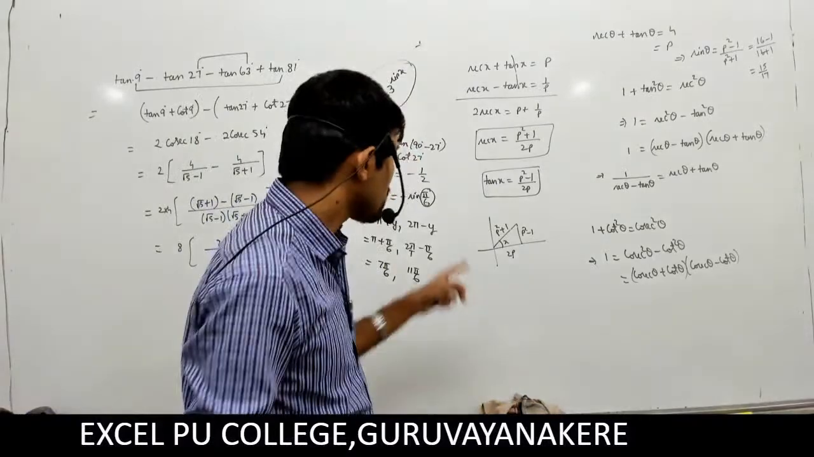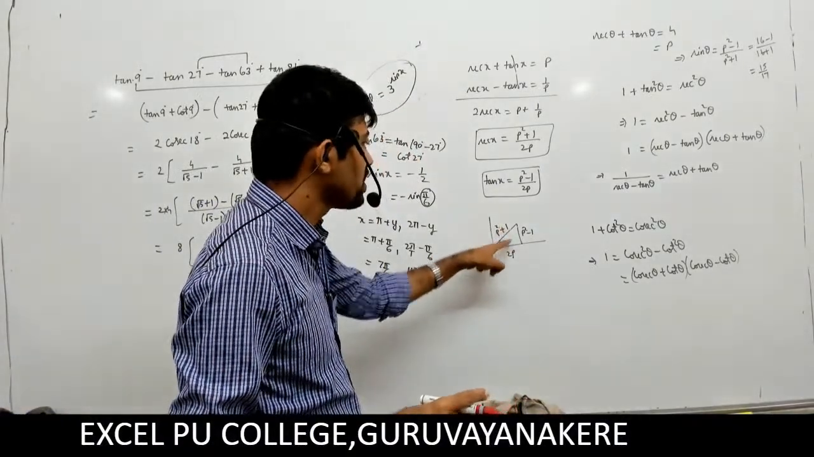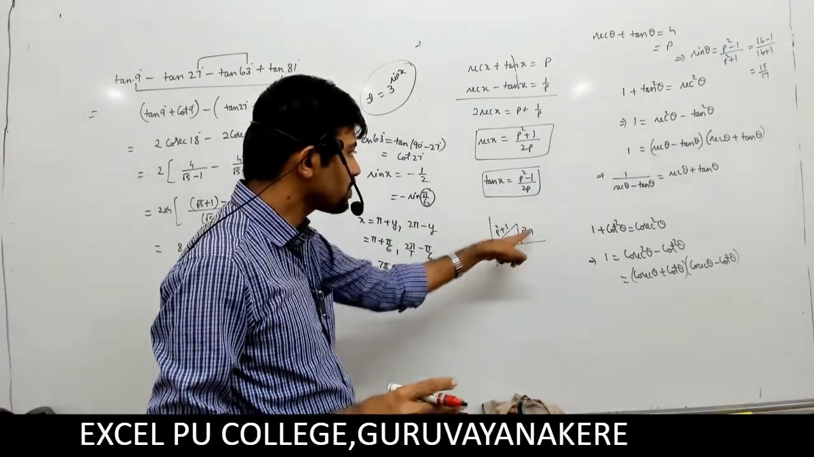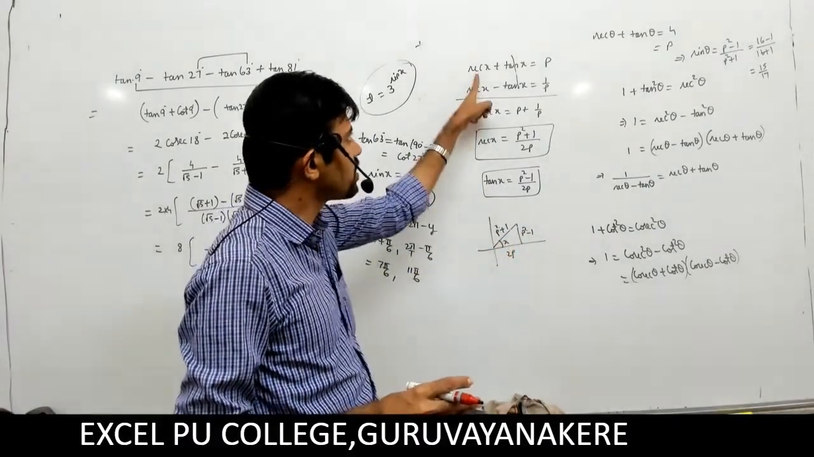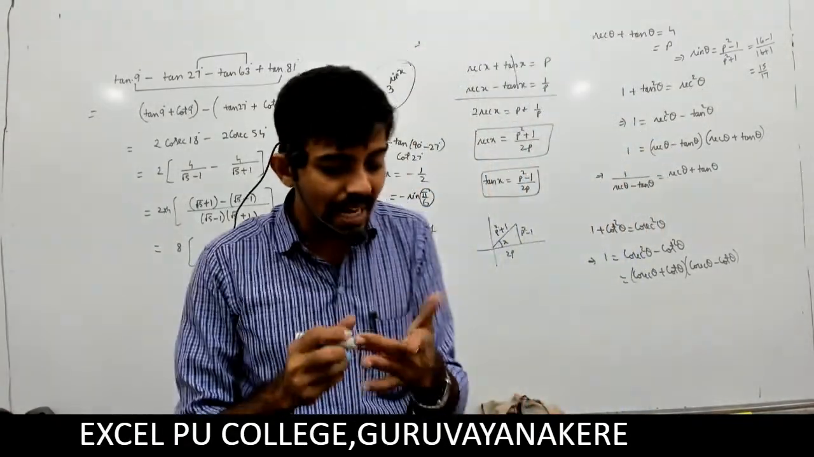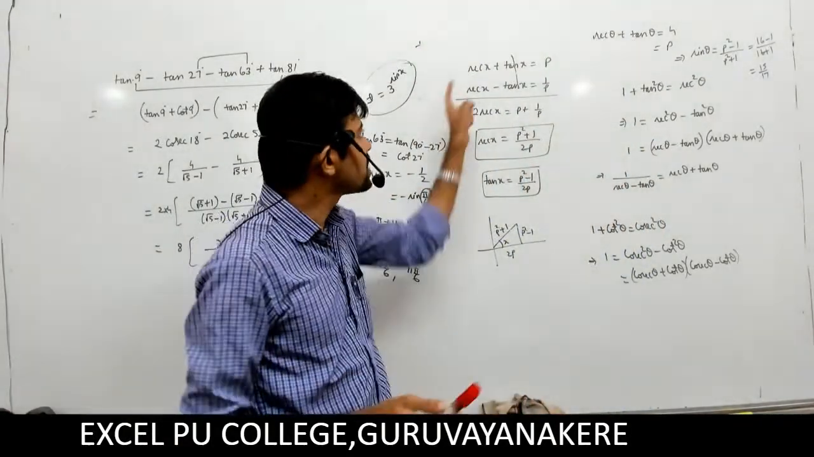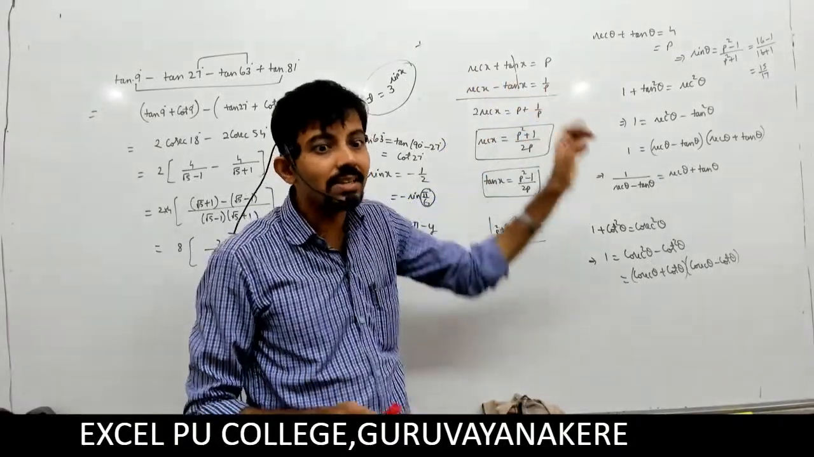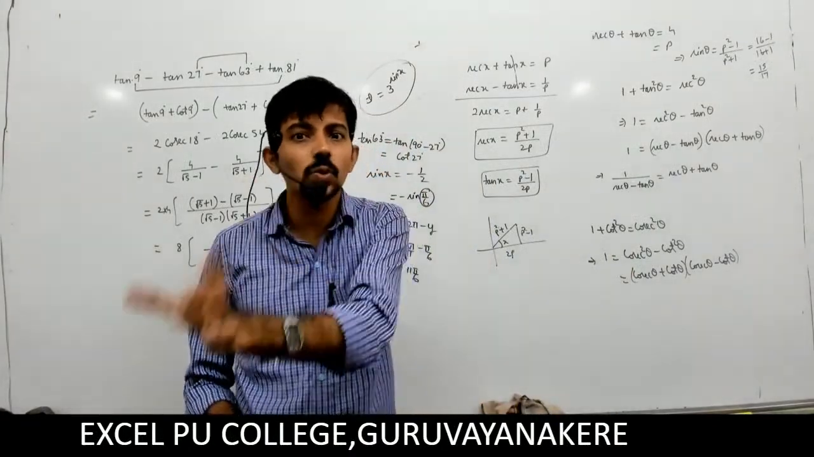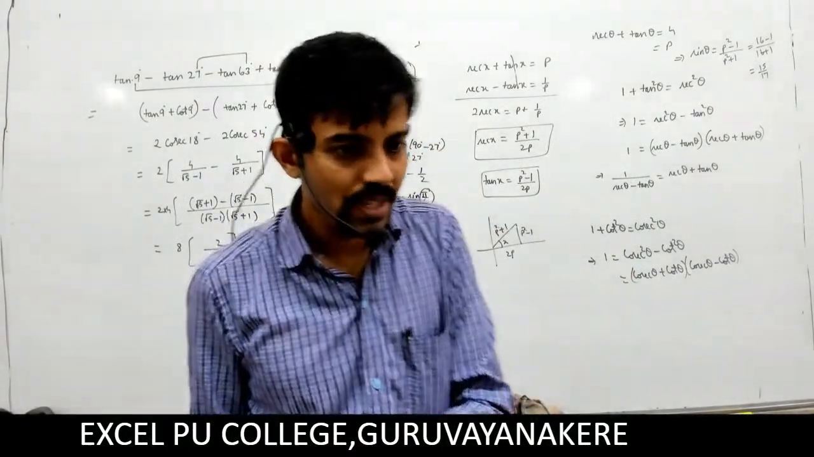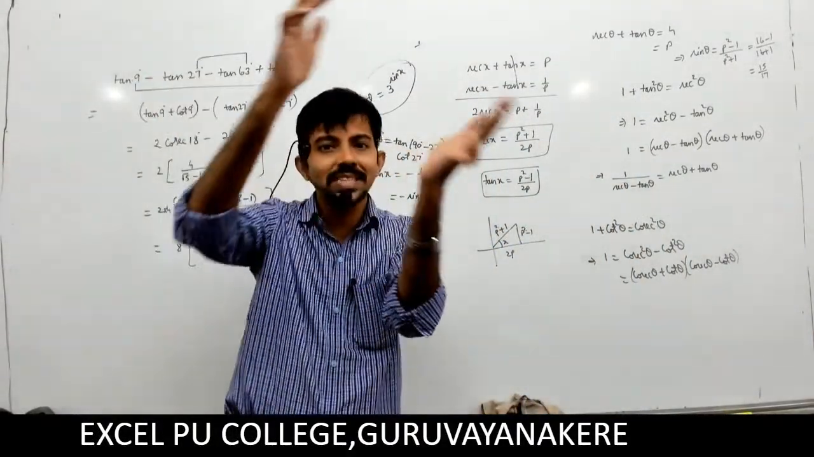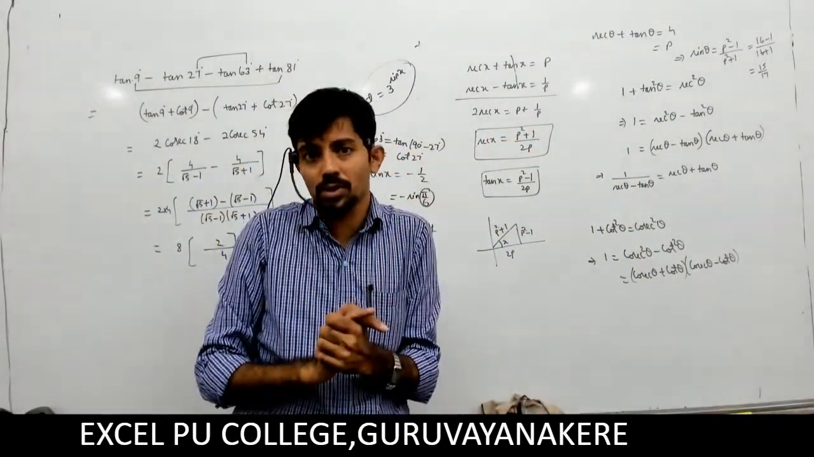Directly, what is cos theta? 2p by p square plus 1. Sin theta is p square minus 1 by p square plus 1. Tan theta is p square minus 1 by 2p. So remember the sentence: if secant x plus tan x is equal to p, then the sides of the right angle triangle are p square minus 1, 2p and p square plus 1, with p square plus 1 being the hypotenuse.